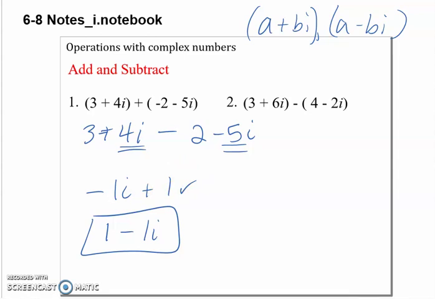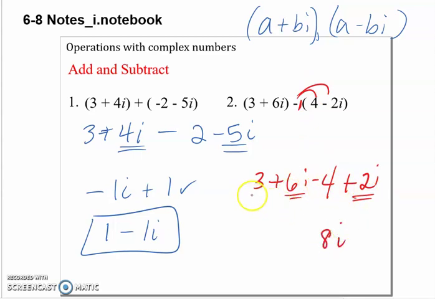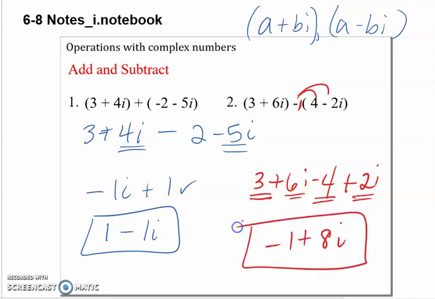So the next one, the only thing we have to be careful about is I'm going to get 3 plus 6i, but there's a minus here. And in theory, there's a -1 here, and so it has to be distributed. So it becomes minus 4 and plus 2i. Again, you treat it as if these are variables in a way. So I'm going to get 6 plus 2 is 8i, and 3 minus 4 is -1. And again, I'm going to put that i after.